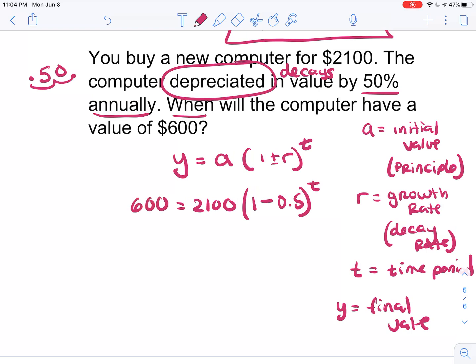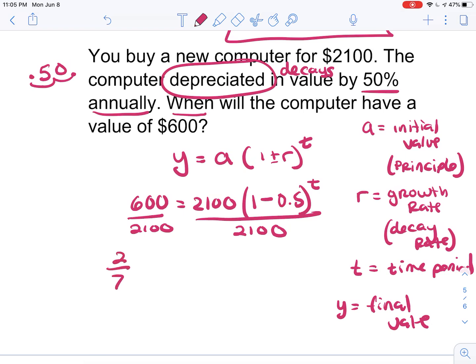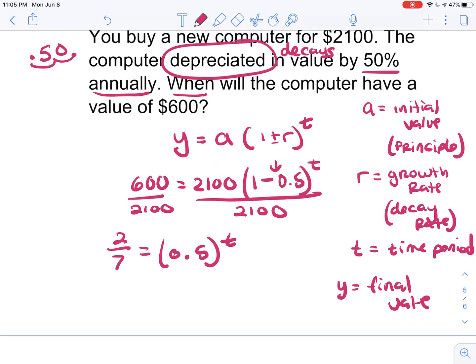When will the computer have a value of 600? Well, it sounds like when is asking me to find the time for a final value of 600. So we need to solve this for t. How are we going to do it? Well, remember, we need to isolate our base by dividing out this initial value. So when we take 600 and divide by 2,100, we should get 2/7. And in the same step, I'm just going to combine this: 1 minus 0.5 is actually 0.5 to the t.